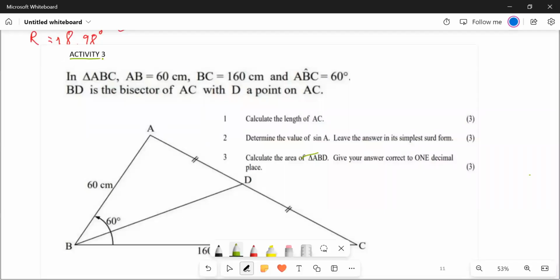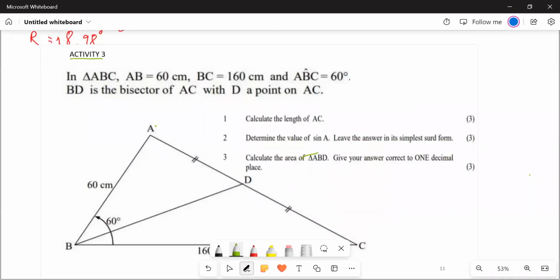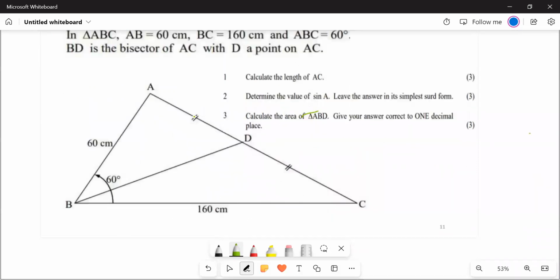Okay, here on activity 3, we are given triangle ABC. Triangle ABC has AB as 60 centimeters, and BC is equal to 160 centimeters. And then we have this angle here, angle ABC, starting from here up until there. They say that one is going to be 60 degrees.